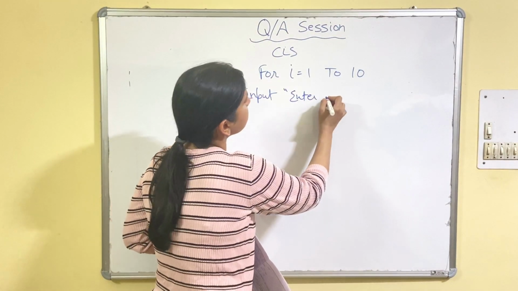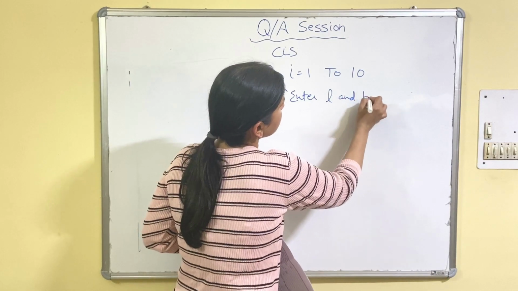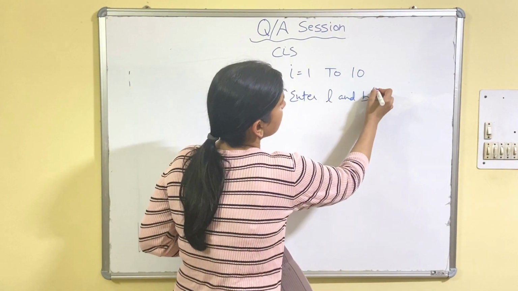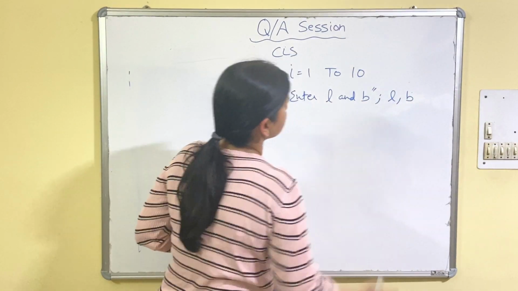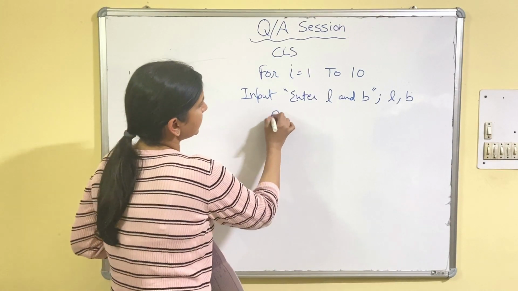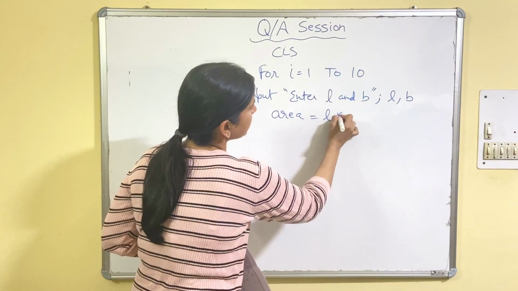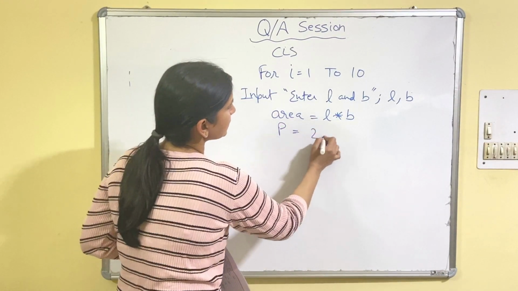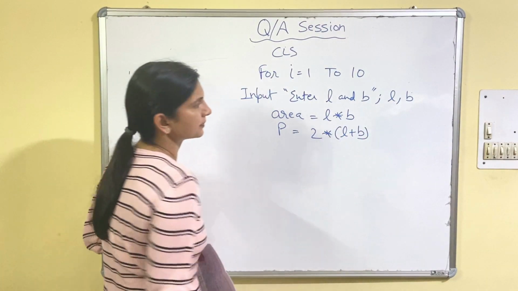Enter length and breadth. You can write the complete word length and breadth. I am taking in short length and breadth. Fine. Then area or A, length into breadth, L into B. Perimeter 2 into L plus B. Fine.